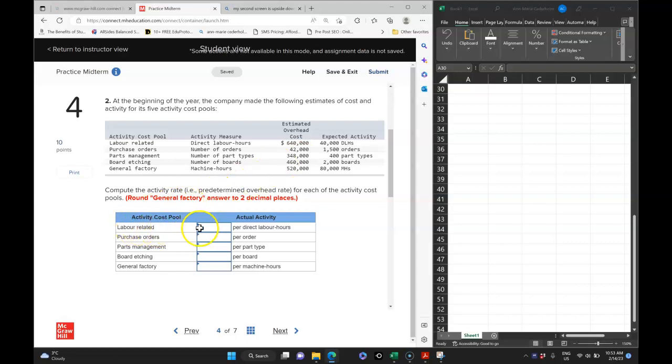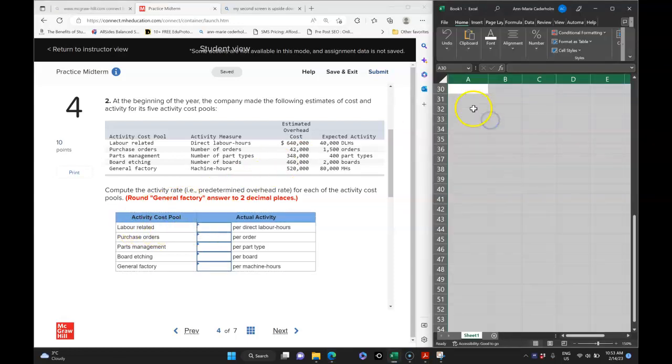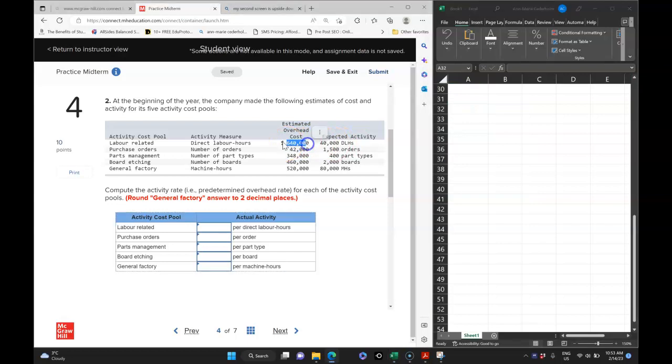So in the first one where it says labor related, all I'm going to do is take the 640 and divide that by the 40. So 640 divided by 40, that gives me, and I'll want to put it to 2 decimal places, $16. So I'm going to put that down here.